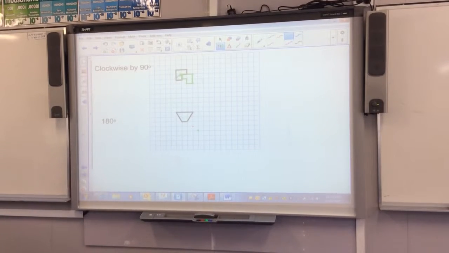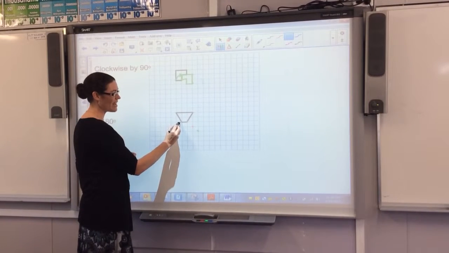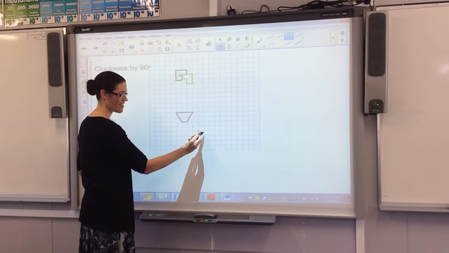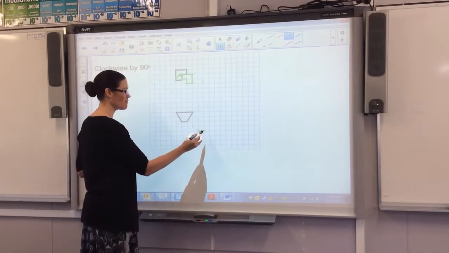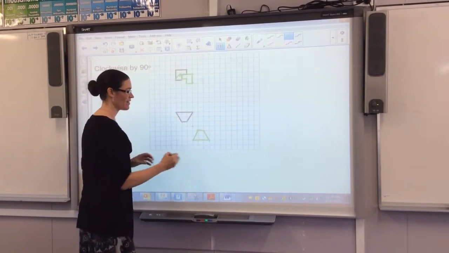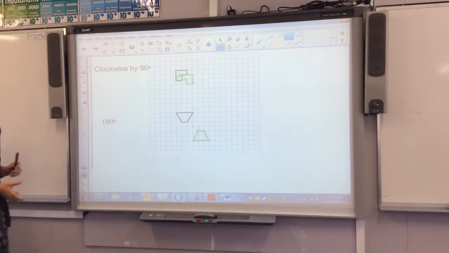So draw the rest of the shape. Wouldn't it go to the right? Can we see where the shape's going to go now? And then you just draw it because it'll be the same anyway. So it's rotated around that point 180 degrees.